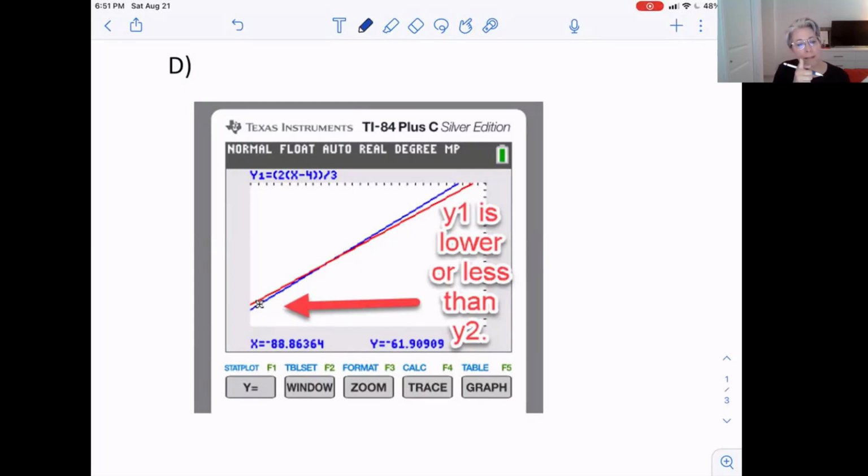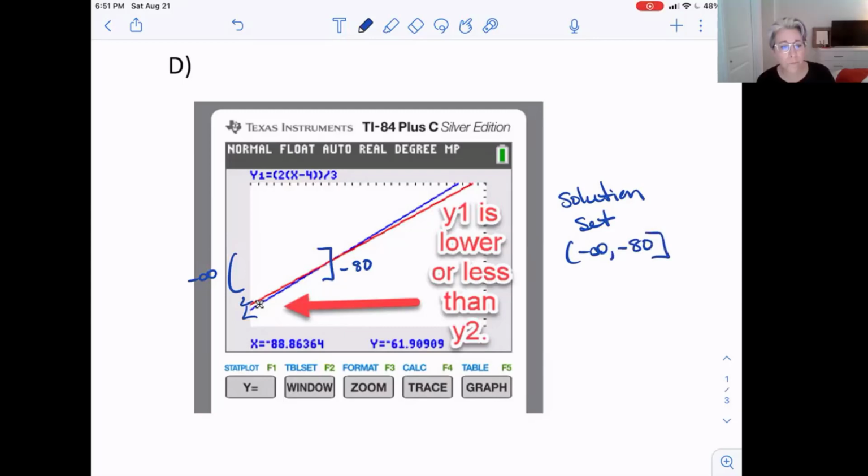So as we see here in the screen capture of D, if we scroll down on the blue line there, it is below the red line. It could be a little hard to see. We can zoom in there a little bit, but Y1 is lower than Y2 everywhere from the intersection point here where X is negative 80, all the way out to negative infinity, because these two lines here go on and on forever. So our solution set is from negative infinity to negative 80, with negative 80 being included.